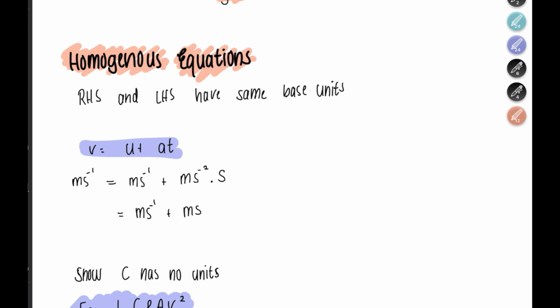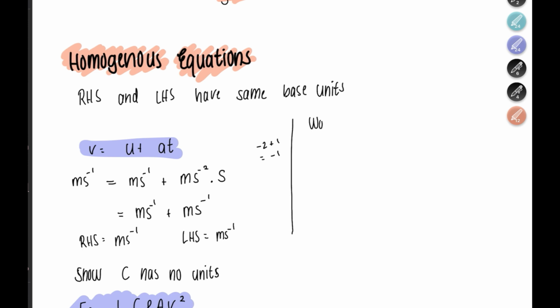Now if you probably know it, if you don't, when you're multiplying same letters, s and s, you just have to add their exponents. So this is minus 2 plus 1 equals minus 1. Now we can say the right hand side equals m s^-1, and the left hand side also equals m s^-1. If it's added, it's okay. You have to look at the unit. If this was being multiplied instead of added, that's going to change everything and it wouldn't be balanced.